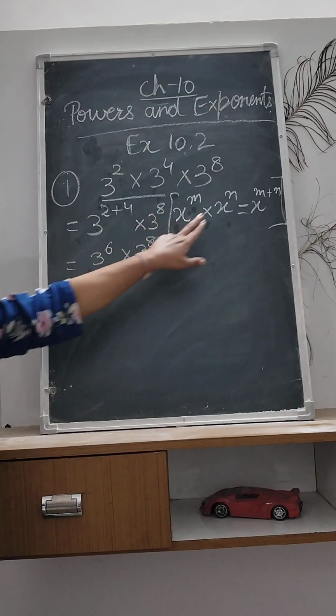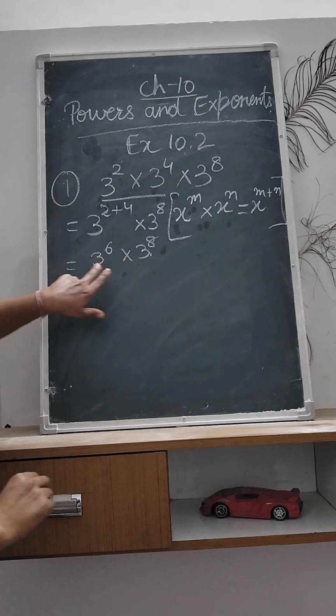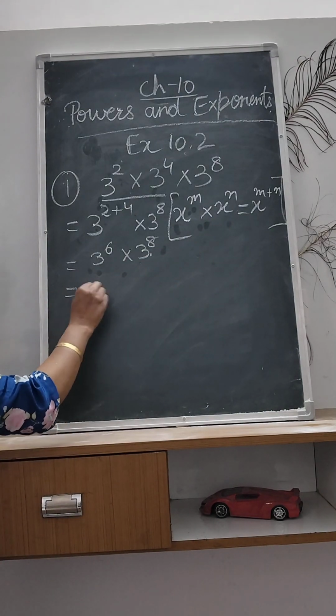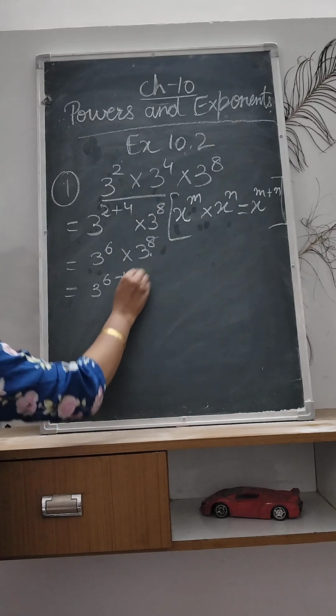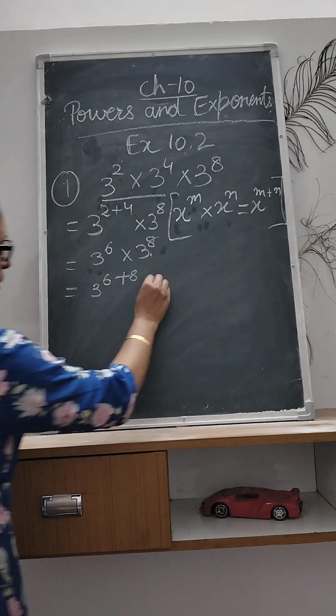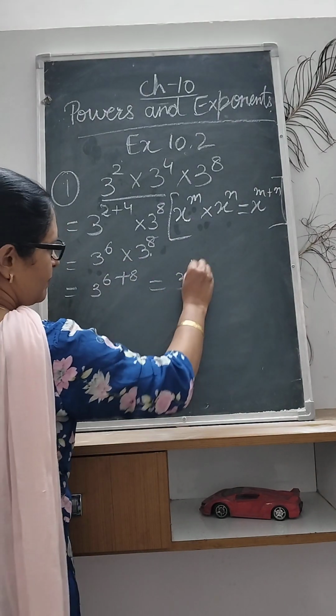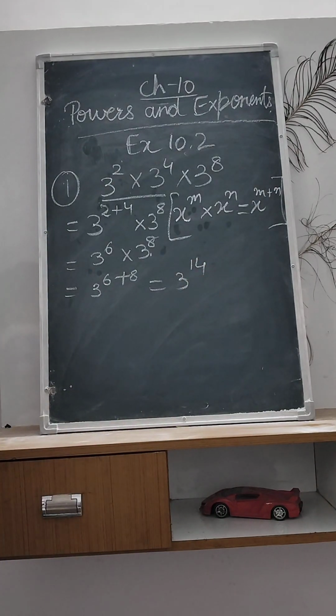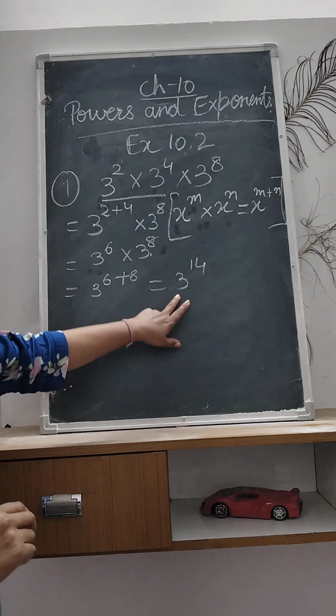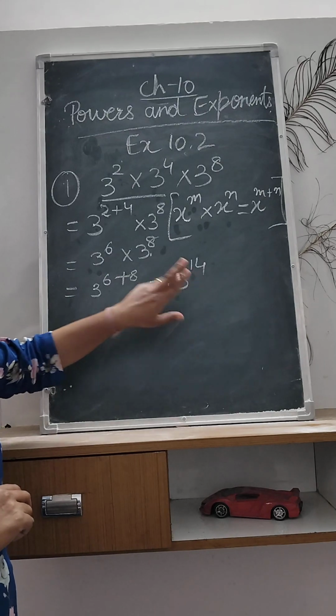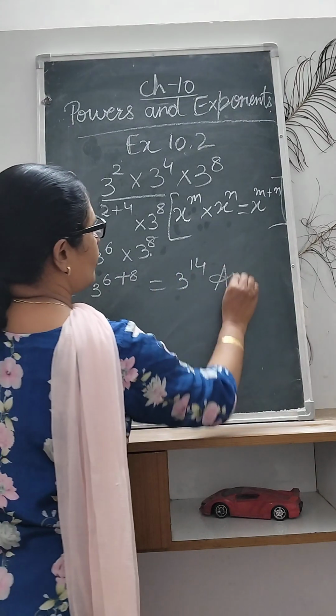Now again we will apply this law which we have written. So base is 3 and powers 6 plus 8 would be added. So what we got, 3 raised to power 6 plus 8 is 14. As in the question they have told to write the answer in exponential form, so this is exponential form and we have got this answer.